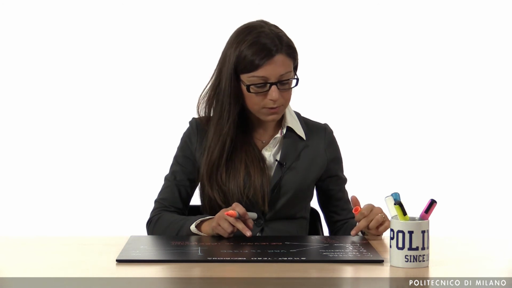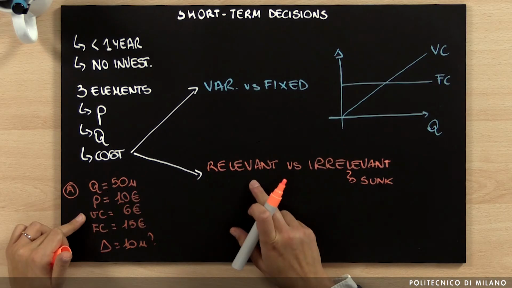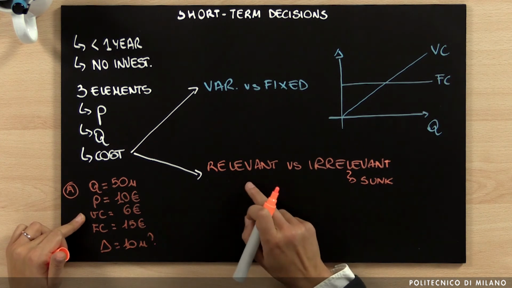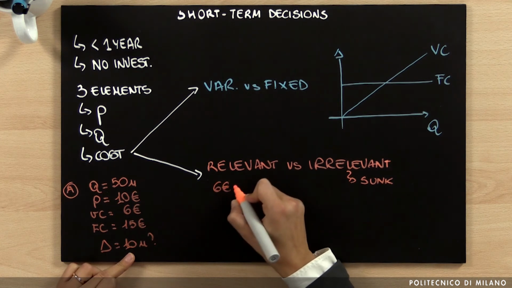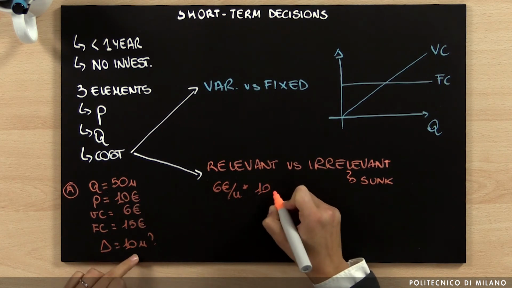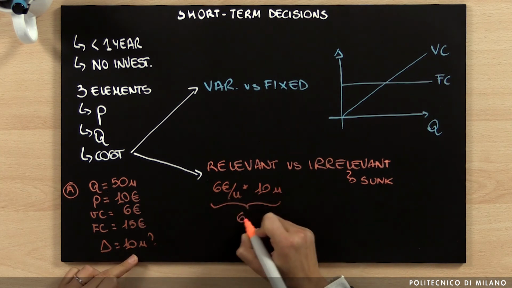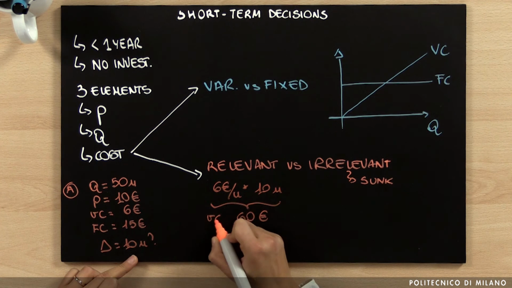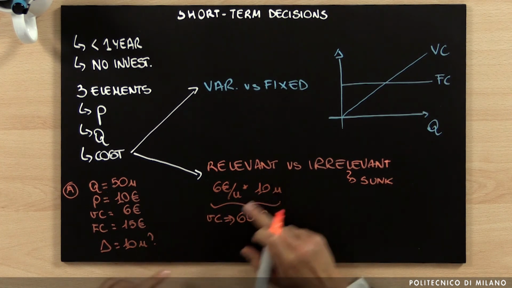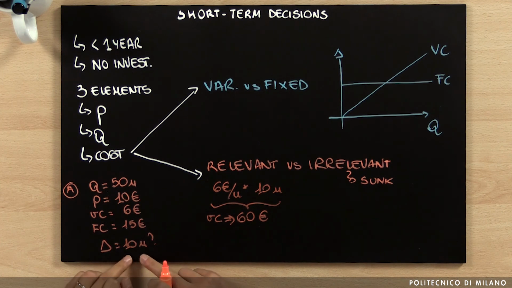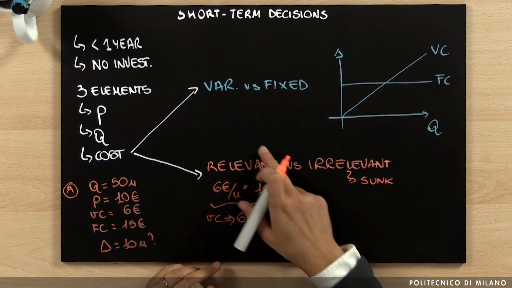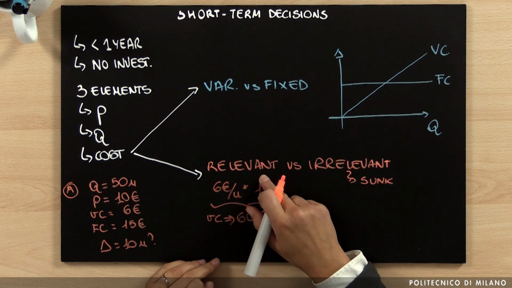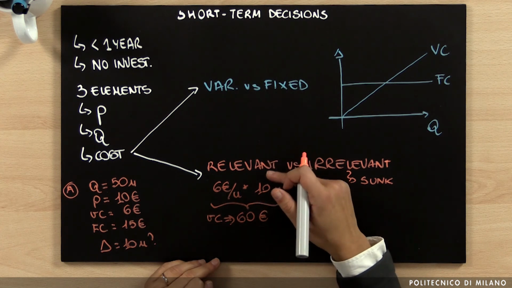The relevant cost is the cost that is influenced by the decision itself. In this specific case, our variable cost is relevant for the decision. Why? Because when we produce these 10 additional units, we will have 6 euros per unit multiplied by our 10 additional units. So we will have 60 euros as additional cost. So the variable cost is a relevant cost because when we implement the decision, we will have this additional cost. That's the reason why relevant costs are also defined as marginal costs or incremental costs.